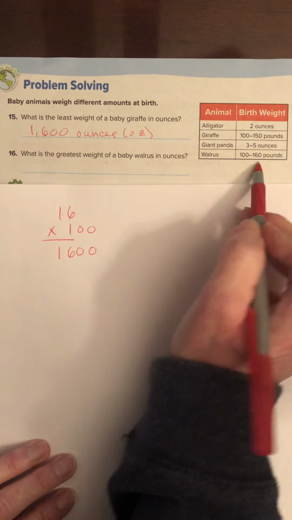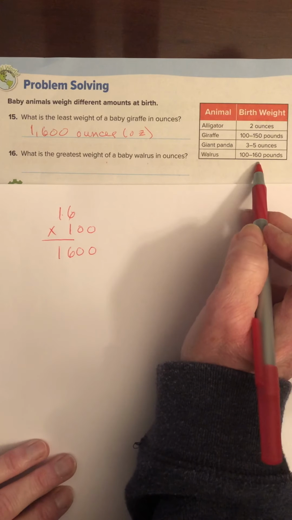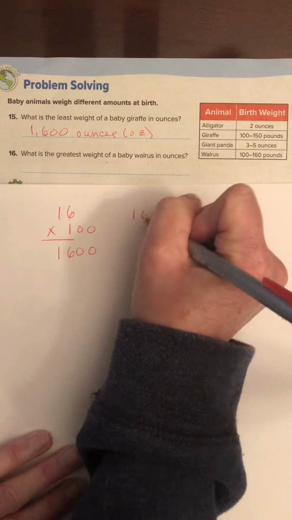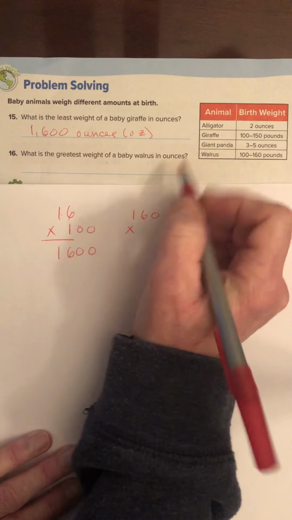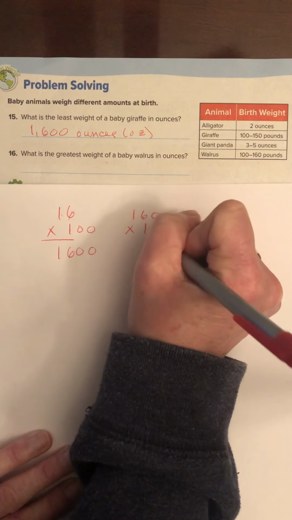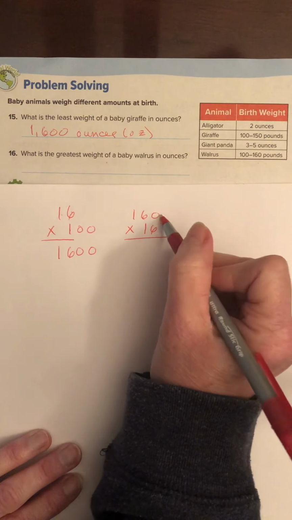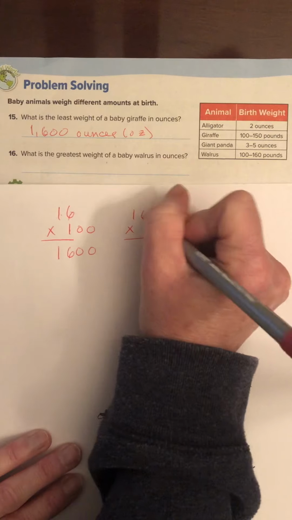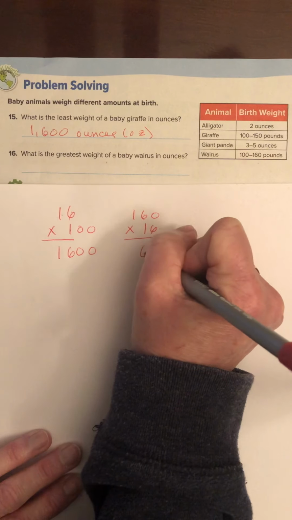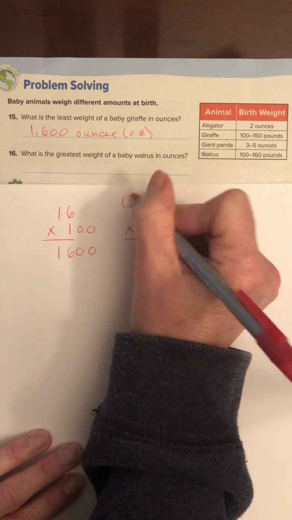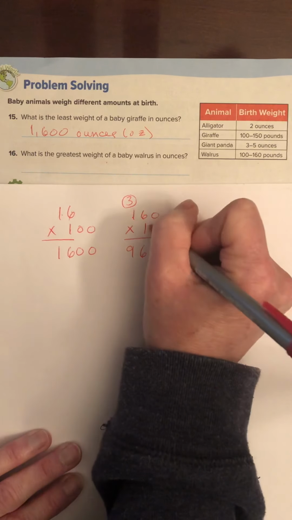Okay, what is the greatest weight of a baby walrus in ounces? Okay, so a baby walrus on the heavier end is 160 pounds. So 160 times, there's 16 ounces in a pound. Okay, let's take a look at this. 6 times 0 is 0. 6 times 6 is 36. Put down the 6, carry the 3. 6 times 1 is 6, plus 3 more is 9. Okay, I did that number.